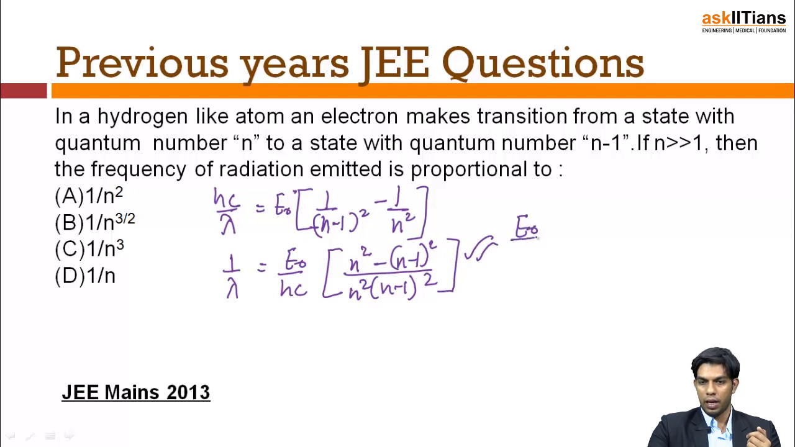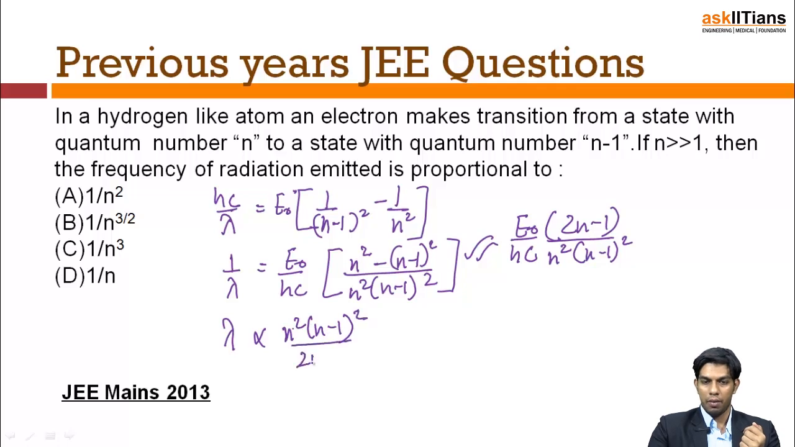to be, again writing E naught by Hc, in the numerator 2n minus 1 divided by, in the denominator, n square, n minus 1 whole square. If I want to work this out, I see that lambda is proportional to n square, n minus 1 whole square divided by 2n minus 1. Now this is the relation between lambda and n.